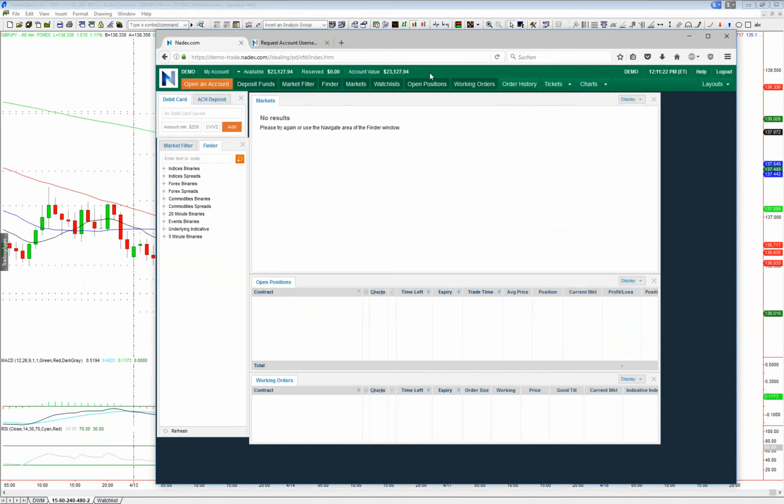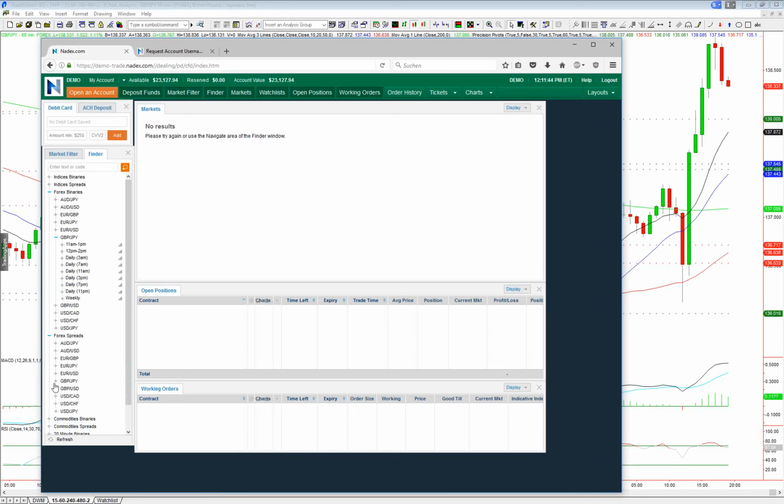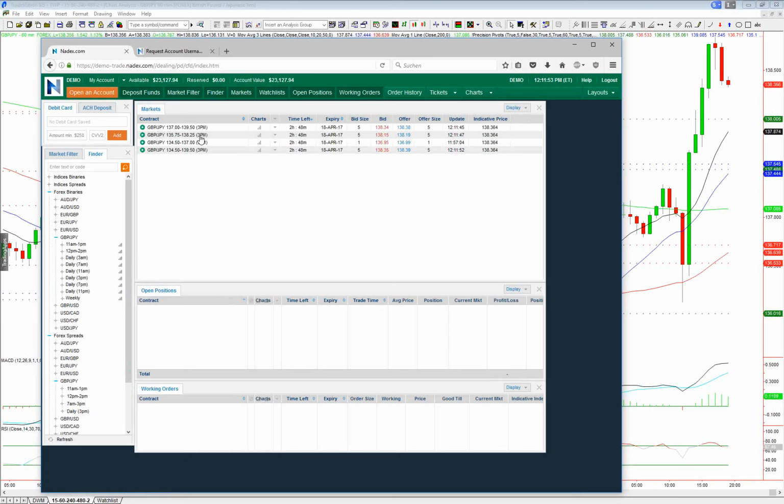Now, let's have a look at the platform and see what we're doing right here. We're looking at British pound against the Japanese yen. I'm looking at my forex binaries, and I'm picking British pound against the Japanese yen. Here it is. And if I think price might be retracing, might be coming back further, let's have a look at forex spreads, for example. Once again, price is currently trading at 138.35 roundabout. Let's have a look at potential contracts that might be usable for trading this setup for a potential move to the downside.